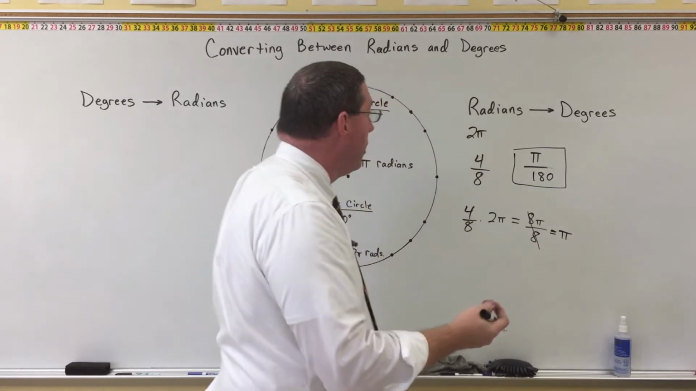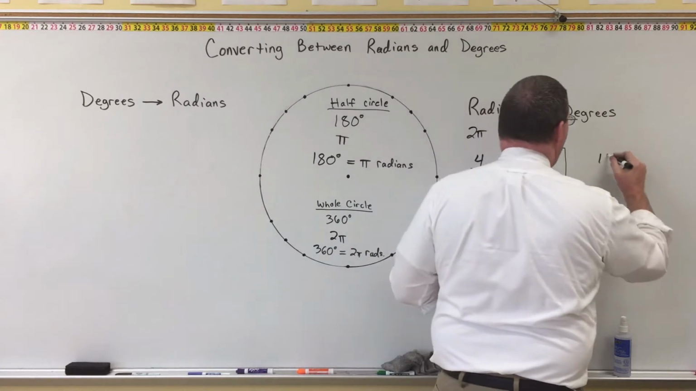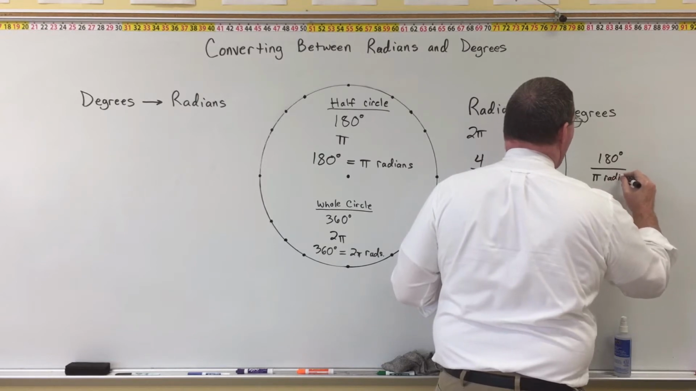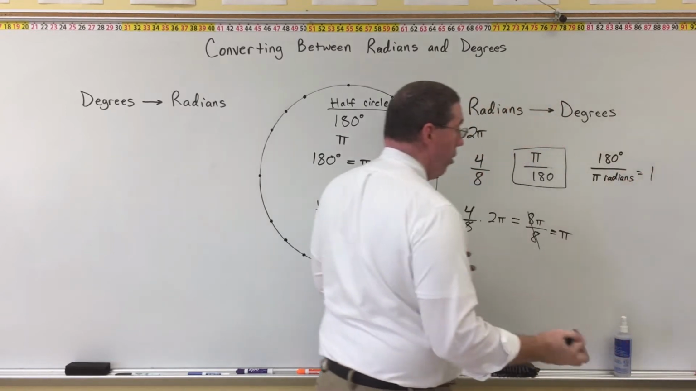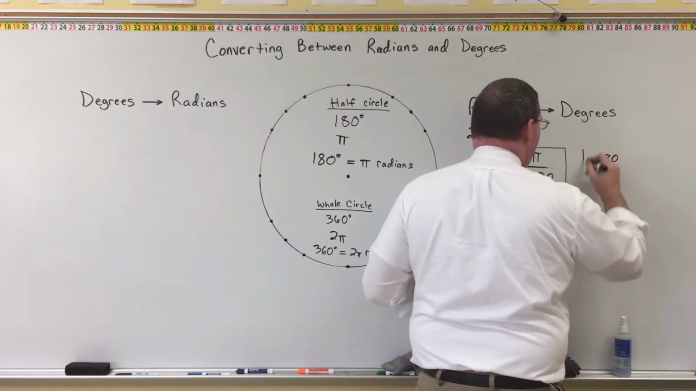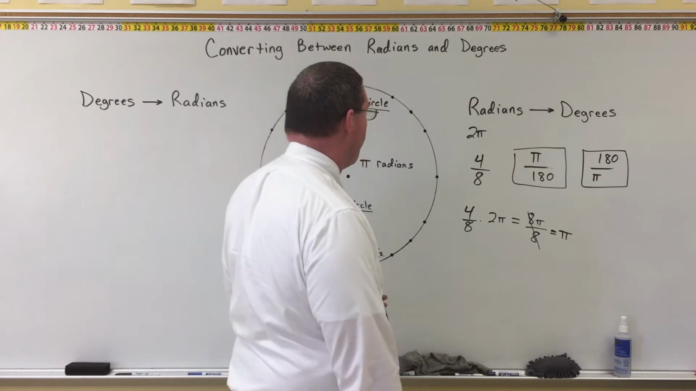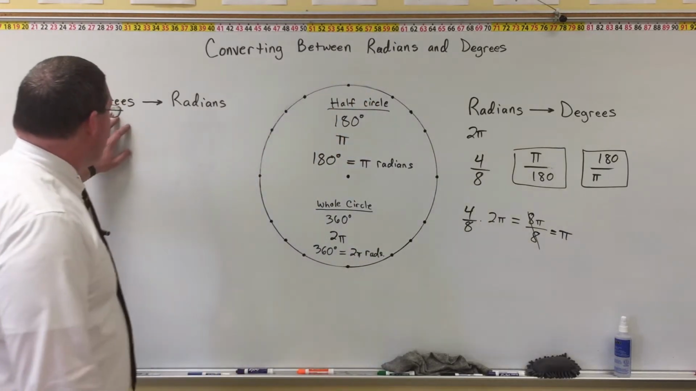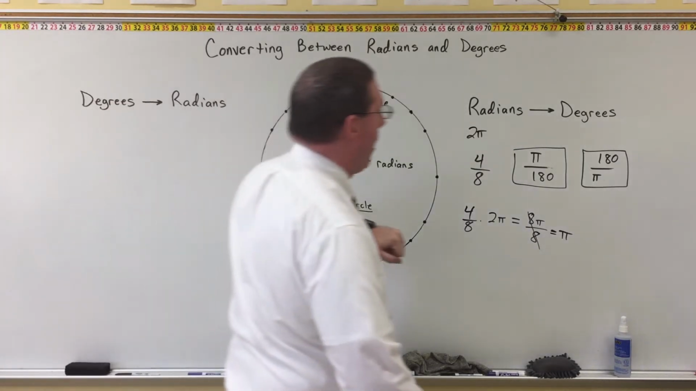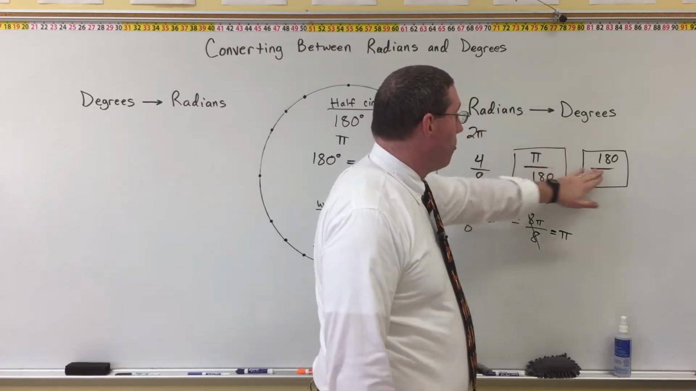Of course, we could just as easily say that 180 degrees divided by pi radians is equal to 1 also, in which case our fraction is simply 180 over pi. And these are our two conversion factors. Basically what we're doing is, to convert from degrees into radians, we're going to multiply by one of these two things. And to go from radians into degrees, we're going to multiply by one of these two things.